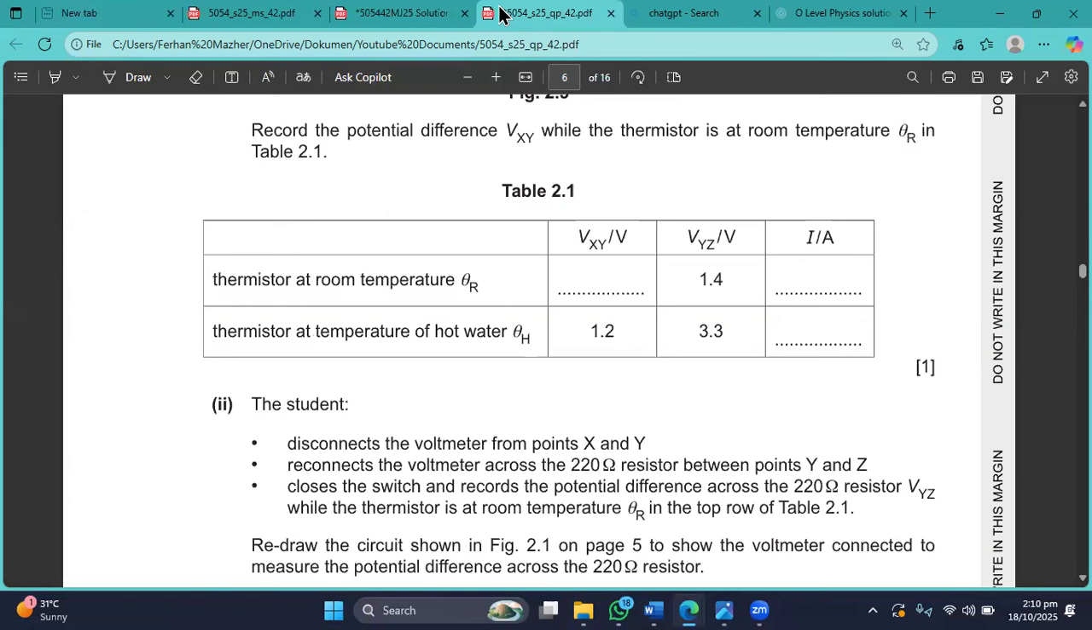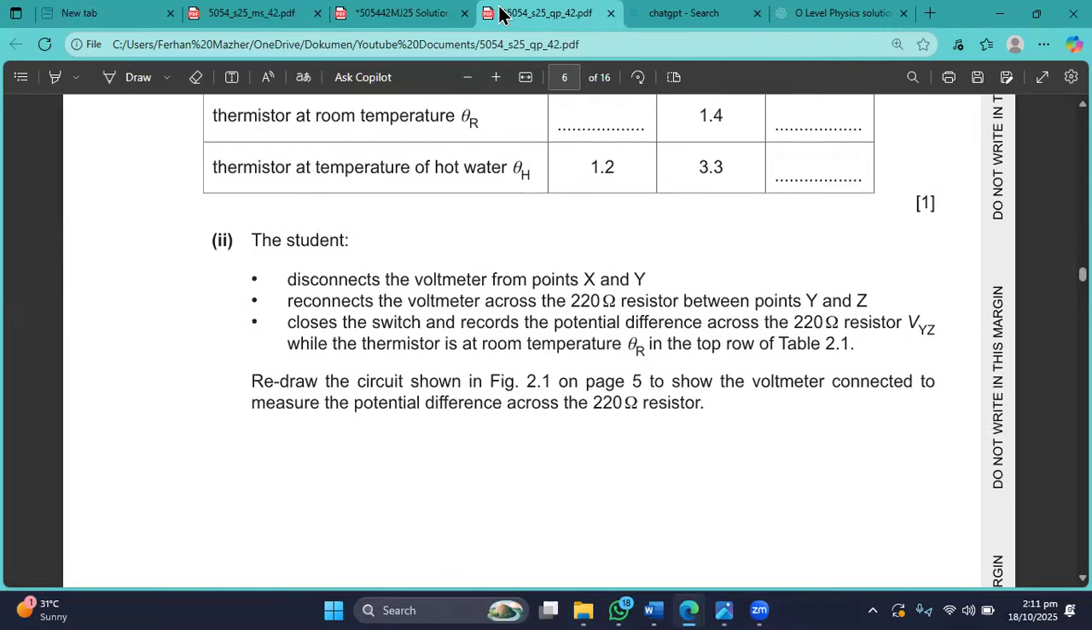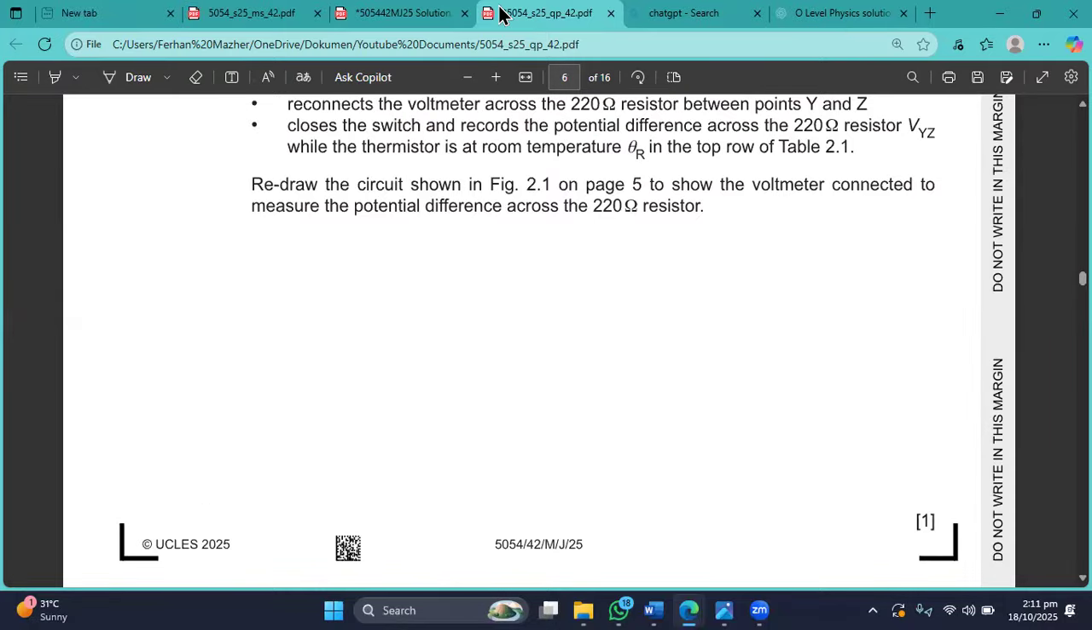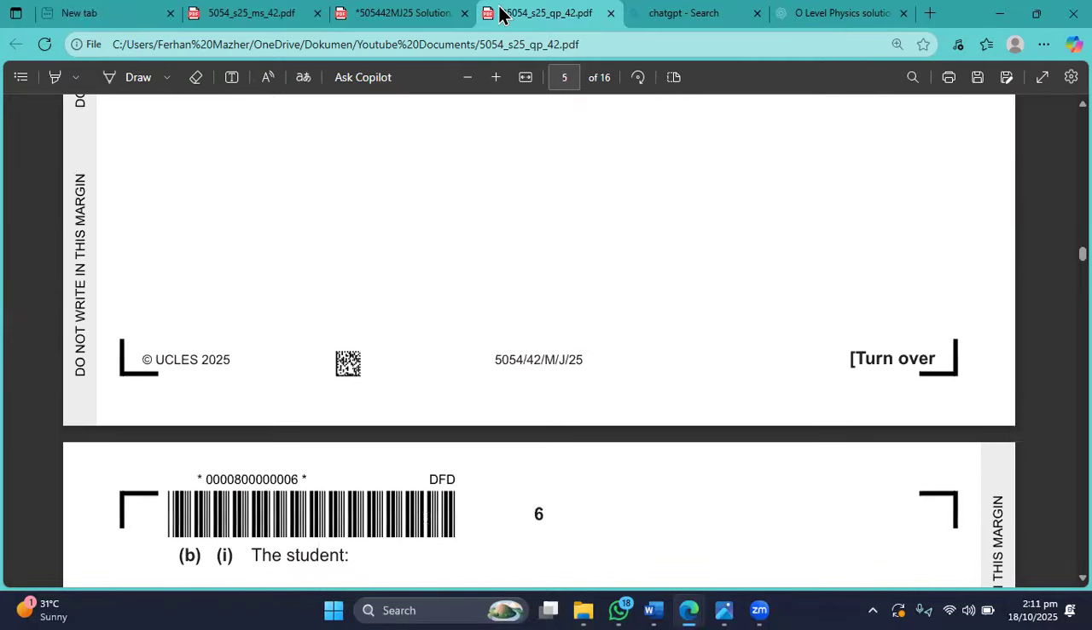Okay. Then the student disconnects the voltmeter from the points X and Y, reconnects the voltmeter across the 220 ohm resistor between the points Y and Z, closes the switch and records the potential difference across the 220 ohm resistor, calling it VYZ, while the thermistor is at the room temperature in the top row of table 2.1. Redraw the circuit shown in figure 2.1 on page 5 to show how the voltmeter is connected to measure the potential difference across the 220 ohm resistor. It's a 1-mark question. We have to draw this circuit diagram again.